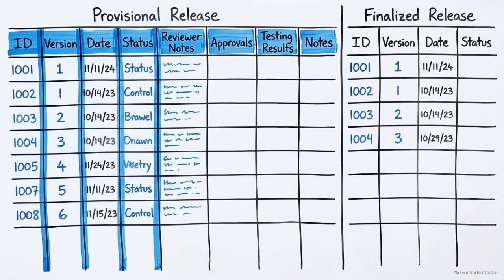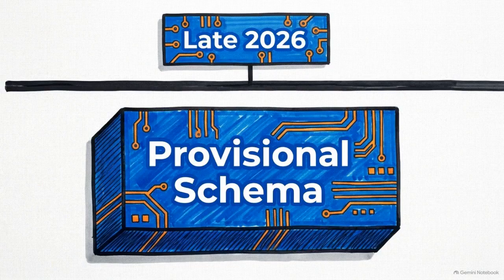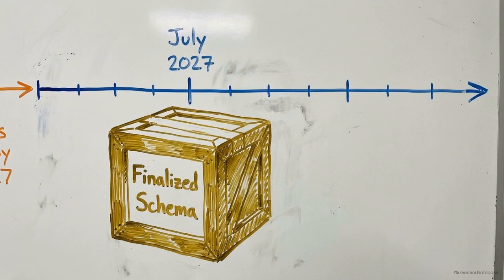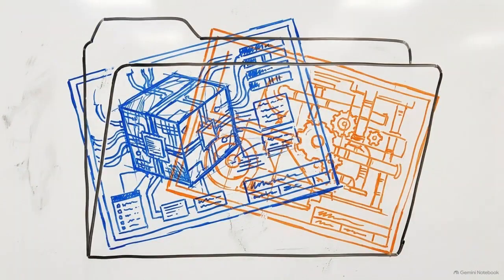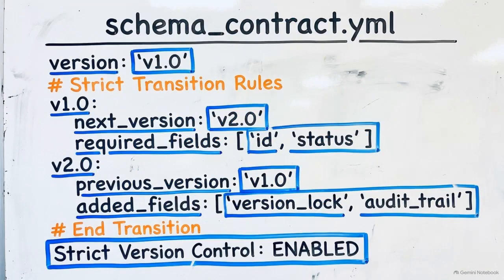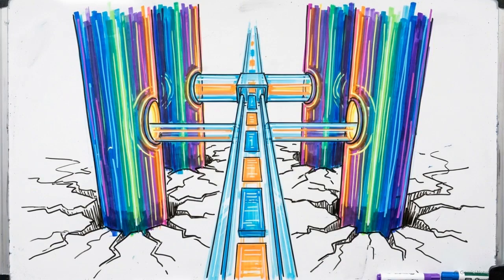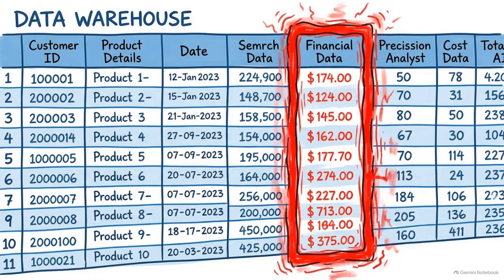But there is a temporal complication in handling this schema drift. Because finalized data operates on a strict annual cycle, these new columns will only appear in the provisional releases starting in late 2026. The finalized dataset won't reflect these structural changes until the July 2027 update. For an entire transition year, your staging areas must gracefully handle mixed schemas across the provisional and finalized boundaries. Implementing proactive version-controlled data contracts now is the only way to prevent a total pipeline collapse when the structural ground shifts in 2026.